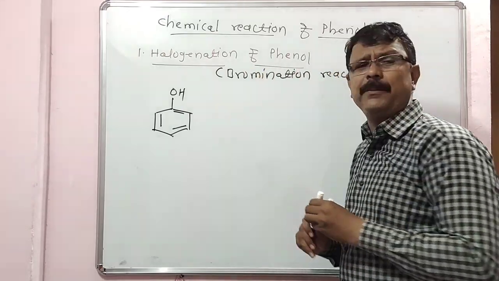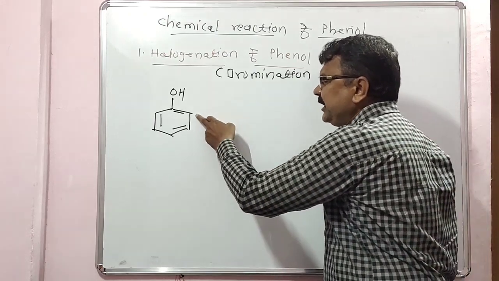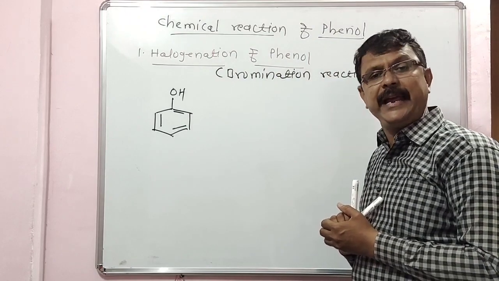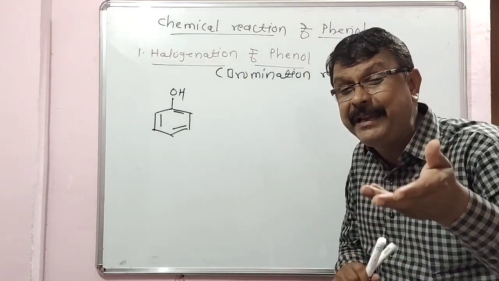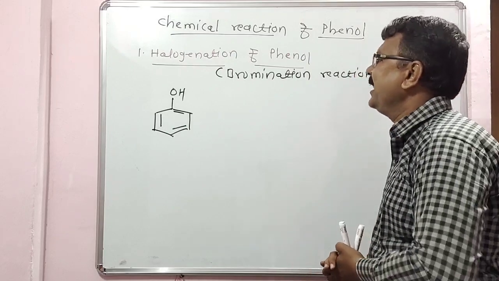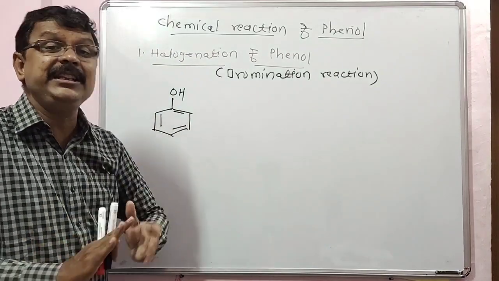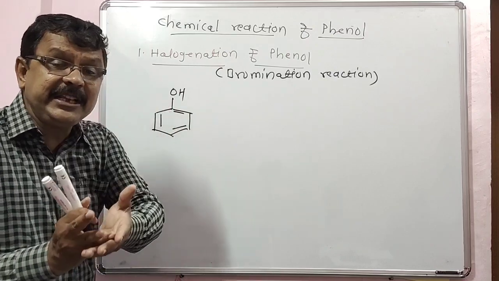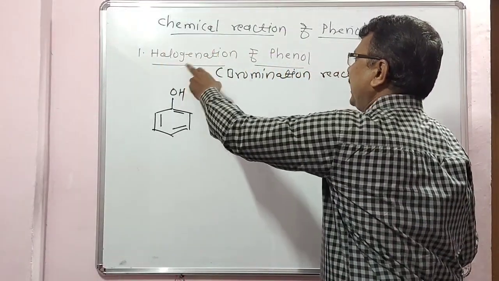Halogenation of phenol is the reaction in which a hydrogen atom of the benzene ring of phenol is replaced by a halogen atom. This reaction is called halogenation of phenol.